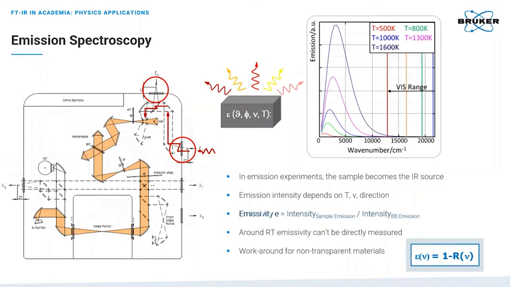By experience, the emission of a sample will depend on direction, temperature, and wave number. For homogeneous materials, we ignore the angle dependencies and keep the spectral dependence. Then it is possible to calculate the simplified value and do spectral integration. In FTIR emission spectroscopy, spectral dependent emissivity is determined.